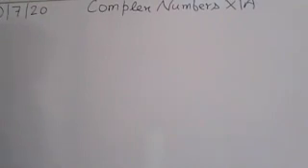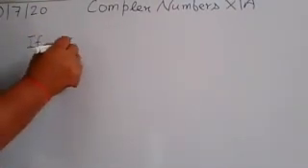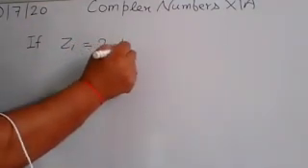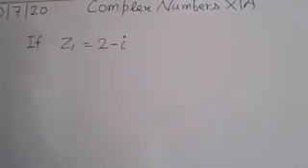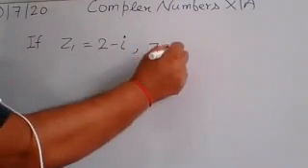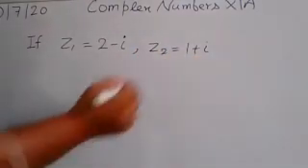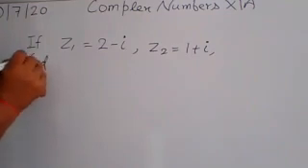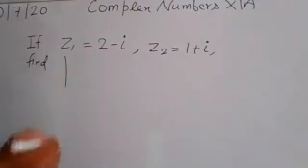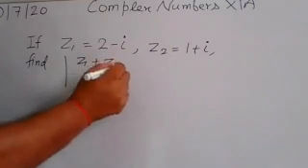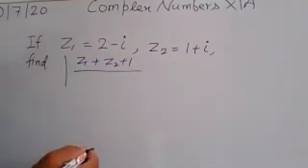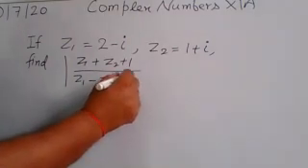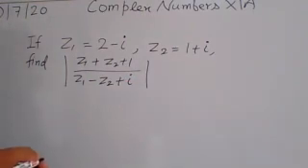Okay, right. Next question. If Z1 is equal to 2 minus i, and Z2 is equal to 1 plus i, find the value of mod of (Z1 plus Z2 plus 1) upon (Z1 minus Z2 plus i). You have to find the value of this one.